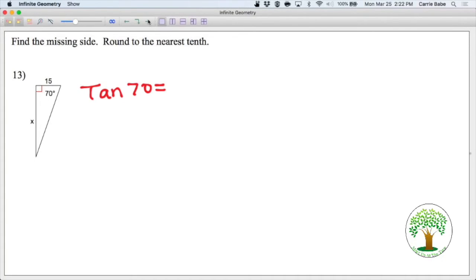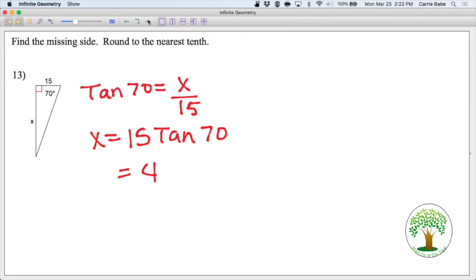Tangent 70 equals what over what? X over 15. How do I solve that for x? X equals 15 tangent 70. Move the 15 up. Yes, fantastic. 41.2 is what we got. Let's move on to the next number.